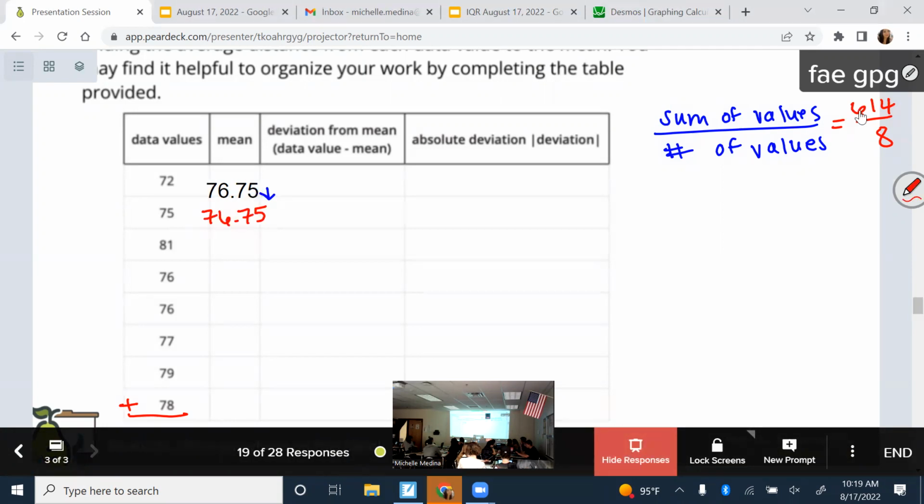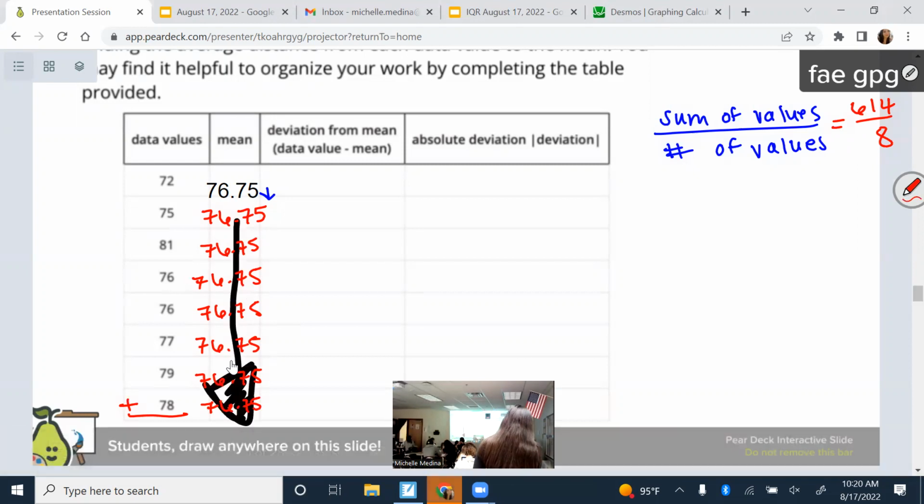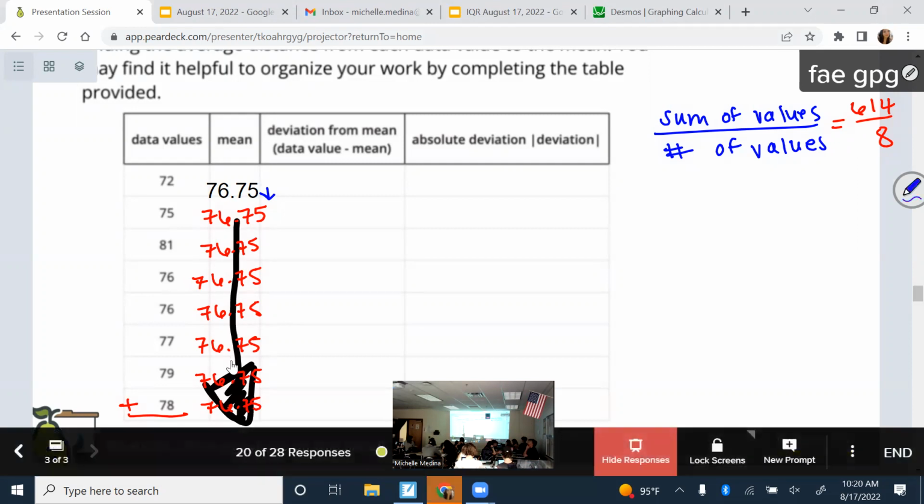Shouldn't the mean be the same for every single line? All right, and the reason why we're putting it in every single line is so we can easily do the next part, which is to measure the deviation from the mean. Deviation is just a fancy word for how far away it is from the mean.